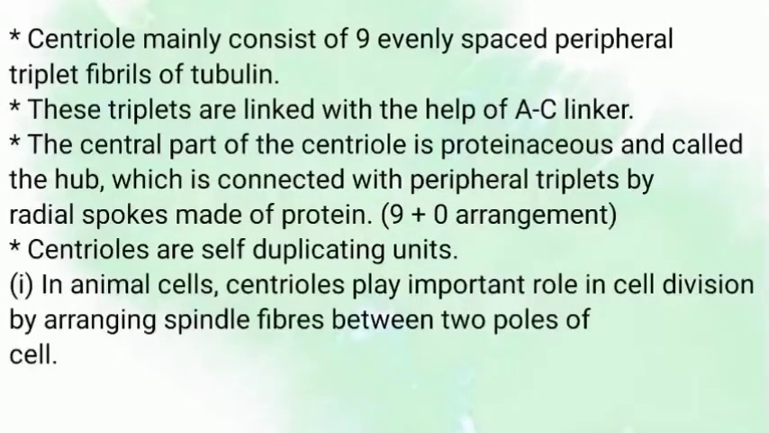These triplets are generally connected with each other with the help of A-C linkers. The central part of the centriole is called the central hub, which is connected with peripheral triplets by radial spokes. Those are also made up of protein. This arrangement is called 9 plus 0 arrangement. Centrioles are self-duplicating units. In animal cells, centrioles play an important role during cell division, particularly in the formation of spindle fibers at both poles.